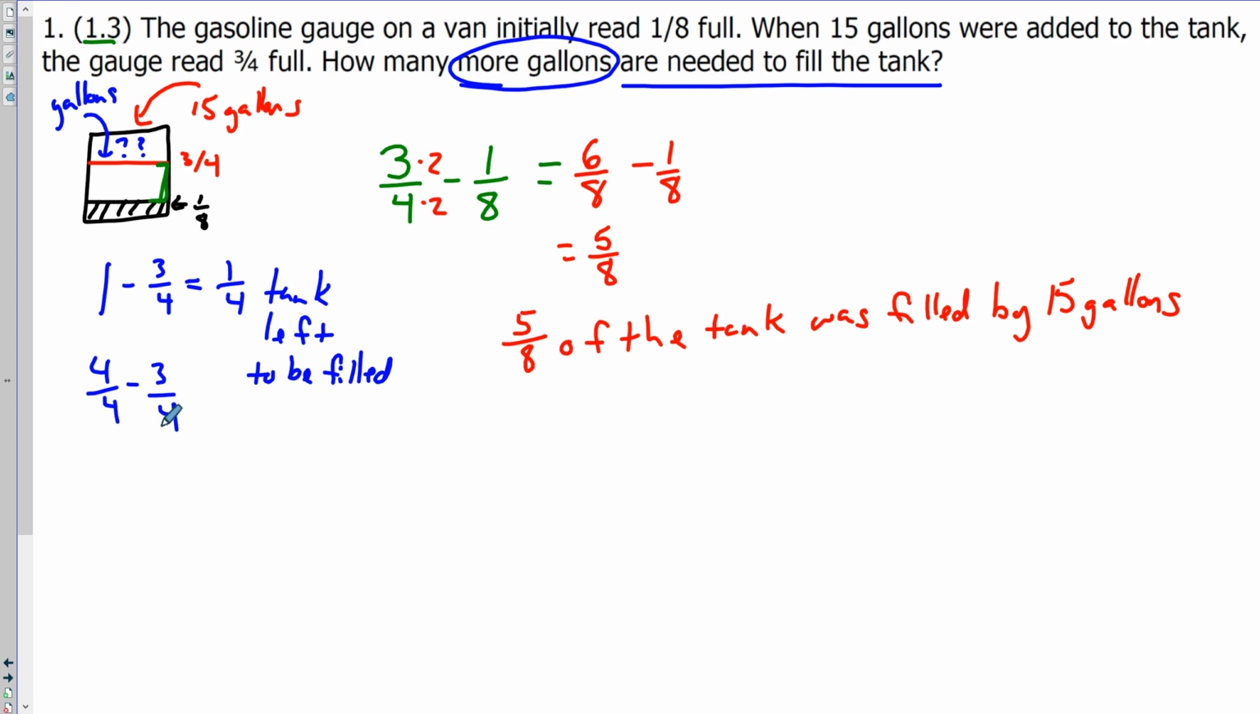So I know that 5/8 can be filled with 15 gallons. So now the bigger question is, if I want to fill only 1/4 of the tank, how many gallons of gas that would be? So what we have right here is actually a proportion, which we saw later on in Chapter 6. You can solve it without creating a proportion by scaling up or scaling down our relationship between the 5/8 of the tank to 15 gallons.